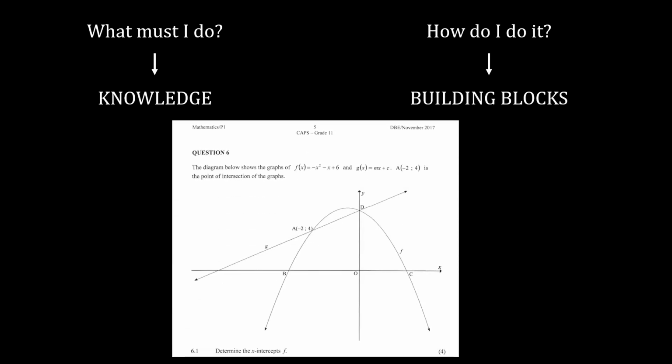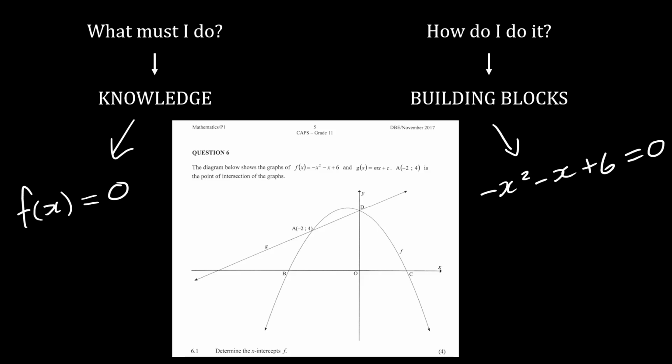Let's look at this practical example. It says determine the x-intercept. So with this, we know that the x-intercept is where y equals 0. So I'm basically just going to equate my function to 0 and solve for it. But how do you do that? And in order to know how to do that, you basically need to know how to solve for a quadratic equation.